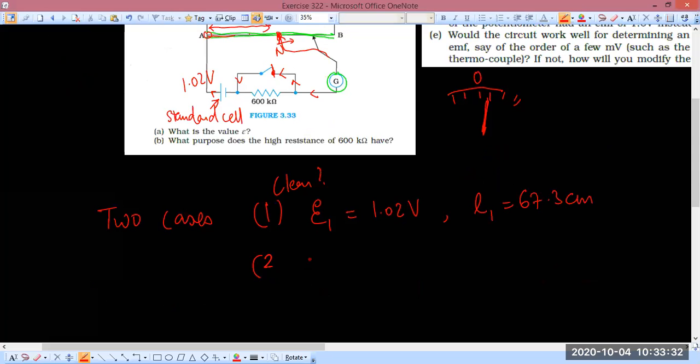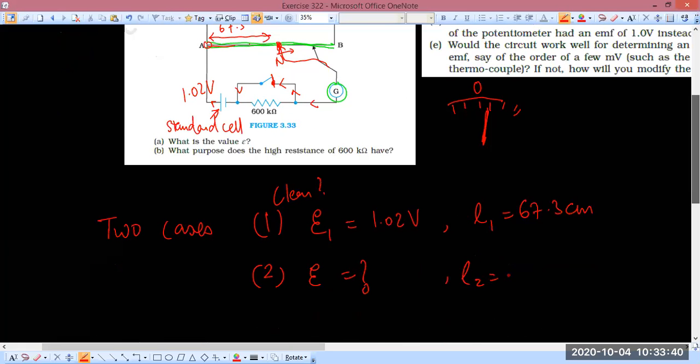Case 2, unknown EMF, right? We don't know this, right? What's the balance length? 82.3 centimeter. First question, what is the value of epsilon?